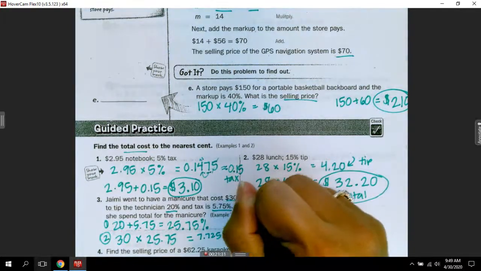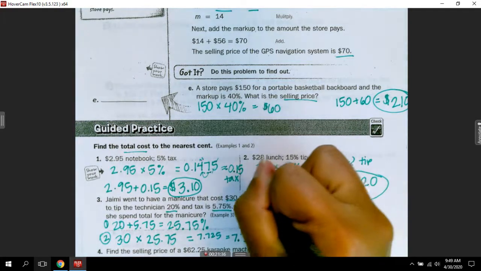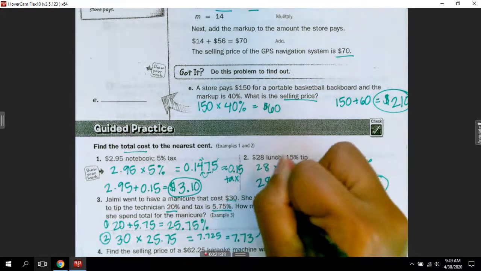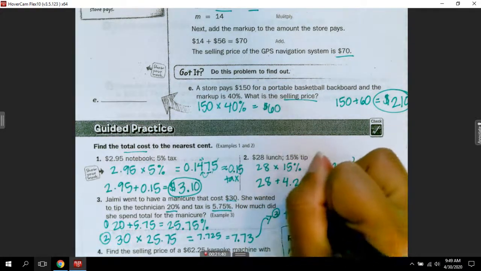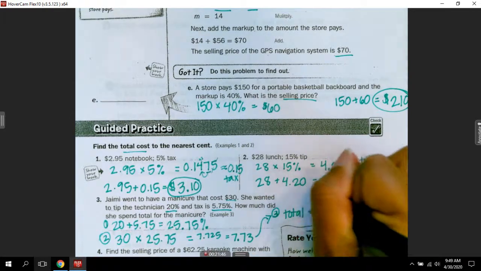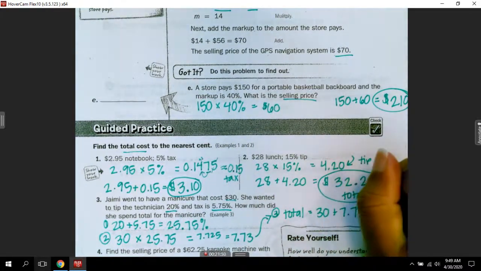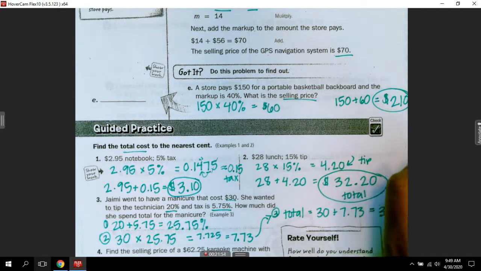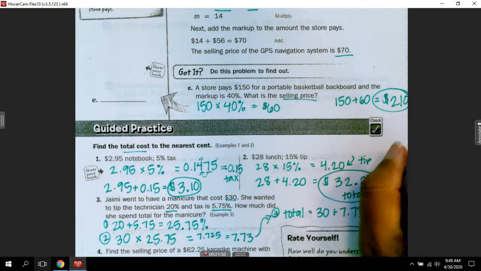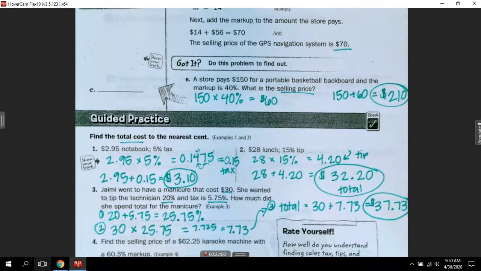And then I'm going to come up here for total. So step 3, your total cost is going to be the $30, so how much you're charged, plus your tax and tip, which is $7.73. So once you add those together, you get $37.73. Add that dollar sign. That is the total cost that you are paying.